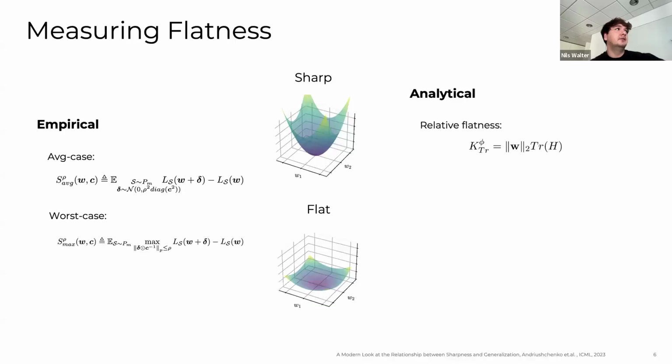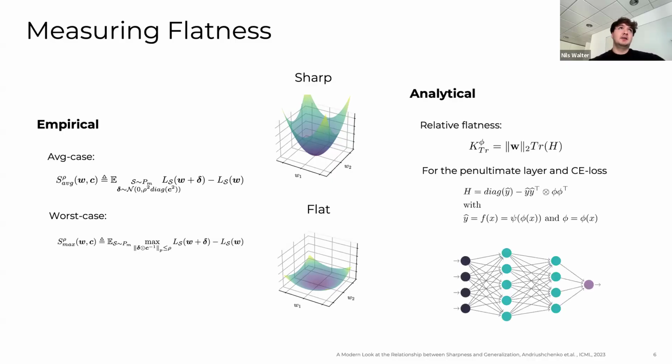Given that this is very expensive and not as amenable to theoretical investigation as we would like for what we are planning to do, there's also an analytical version, here called relative flatness, introduced by Petzka et al. Essentially, every analytical flatness measure more or less depends on the spectrum of the Hessian matrix of the loss with respect to the weights. In this case, we look only at the penultimate layer of the cross-entropy loss, and why this is possible, I will argue later. But on certain networks, it nicely decomposes so that you just have to consider the classifier and the feature extractor separately.